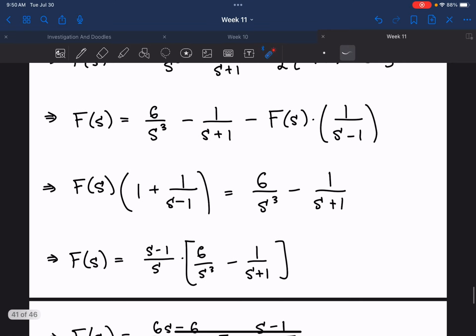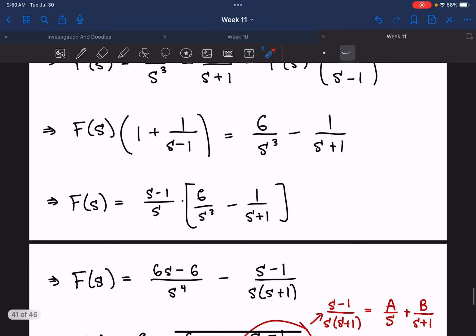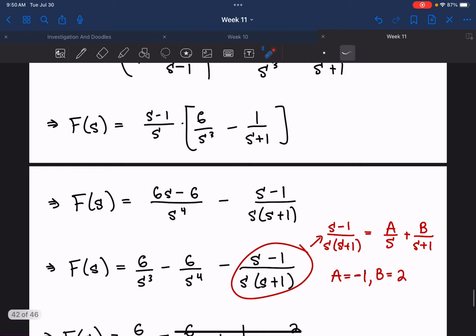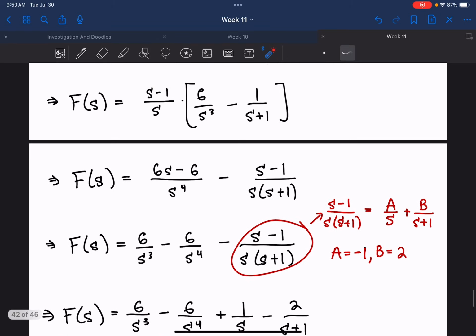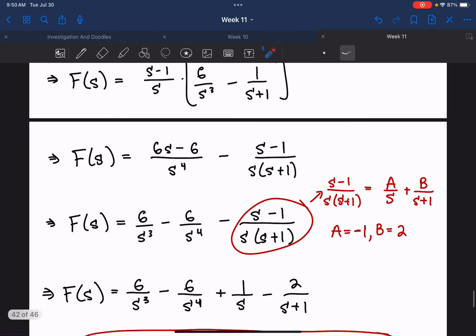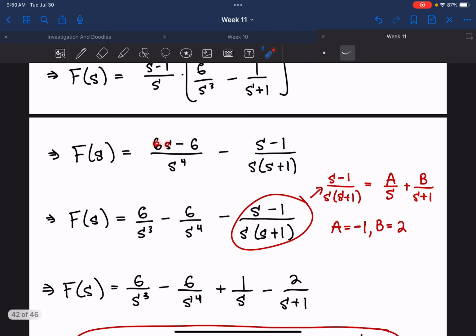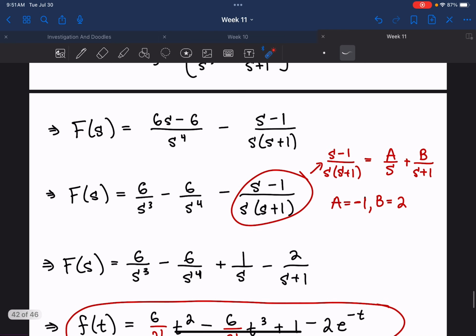So we get F of s equals (s minus 1) times s times all this stuff, cleaning it up, just pass this into both parts. We get (6s minus 6) over s to the 4th. Split this up, right, into two parts. We can do partial fractions on this bit. It's not too hard. F of s equals this.